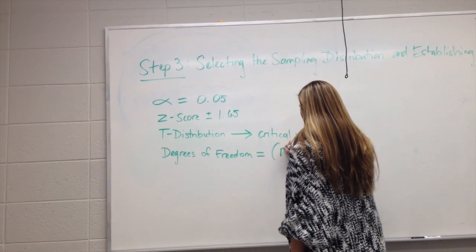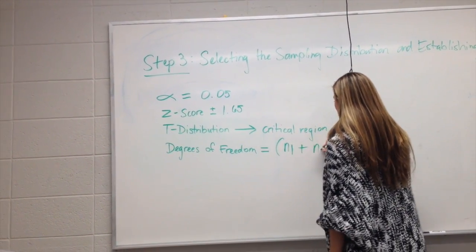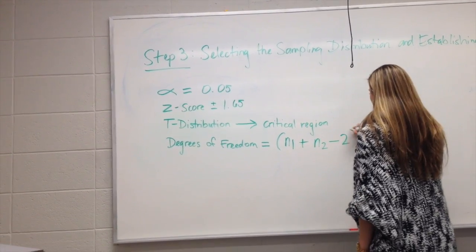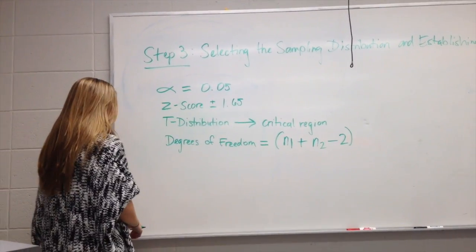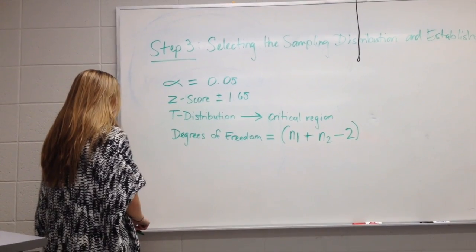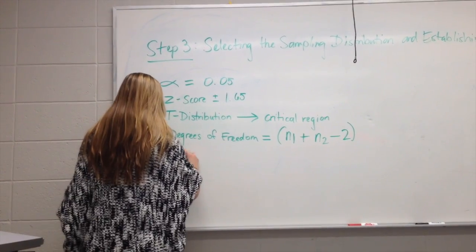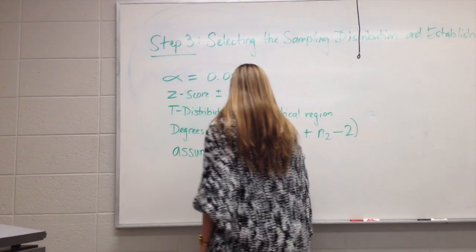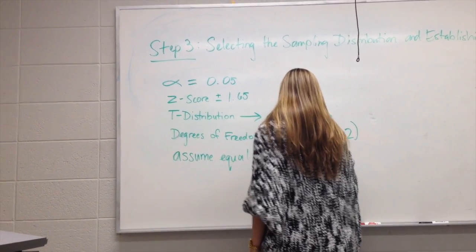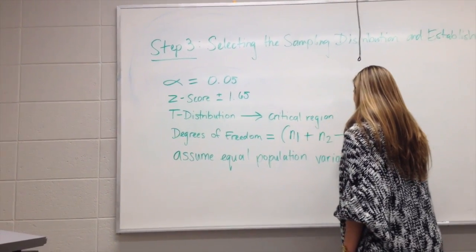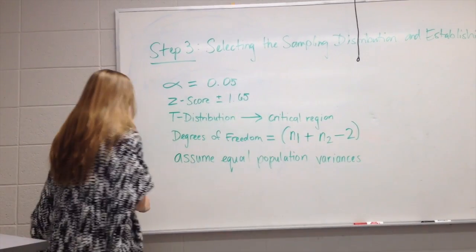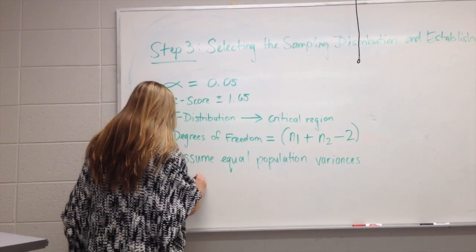Moreover, when samples are small, we must assume that the variances of the populations of interest are equal in order to justify the assumption of the normal sampling distribution. Simply, assume equal population variances. Since our sample size is over 100, we will be using a z distribution with an alpha of 0.05.